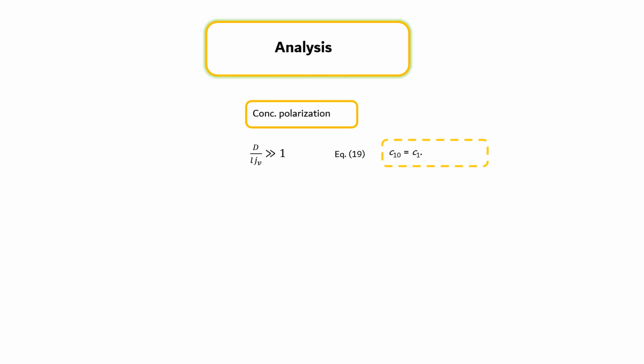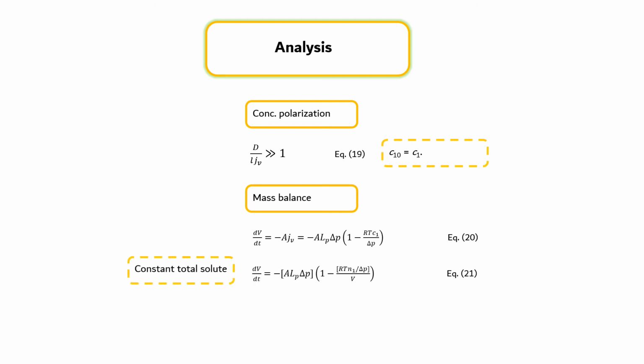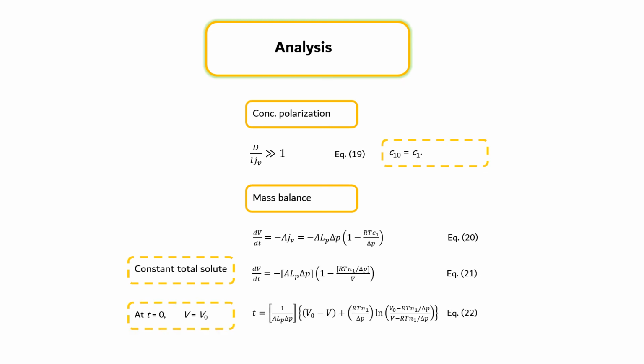Mass balance on the solvent can be described by equation 20. Because the membrane rejects all the solute, the total solute is constant and can be expressed by equation 21. Equation 21 can be easily integrated to yield equation 22.